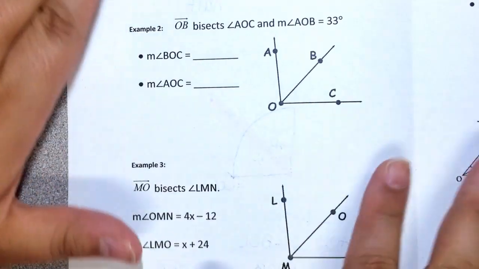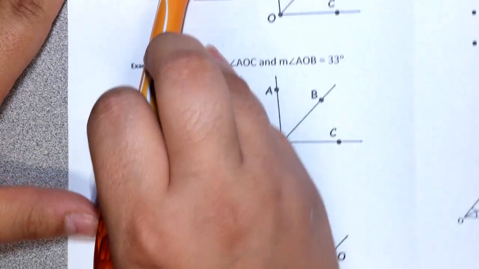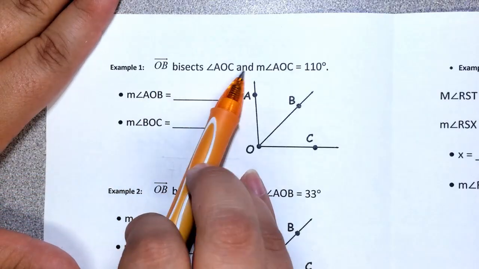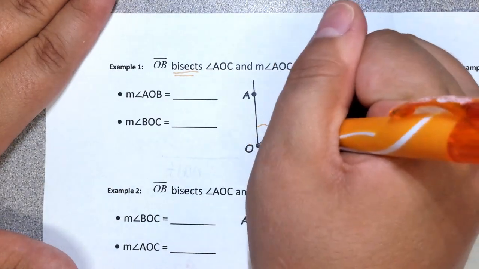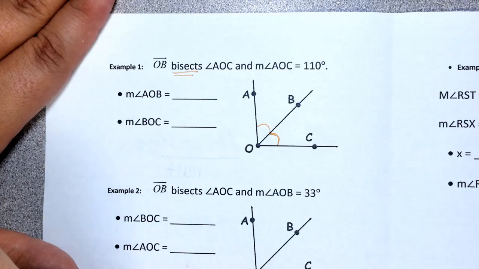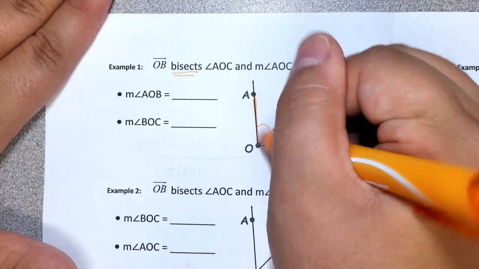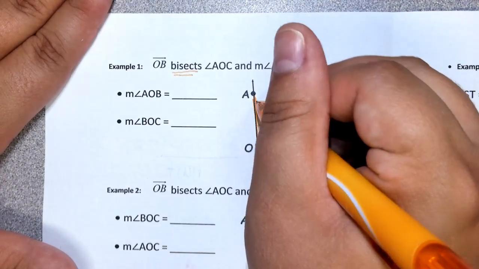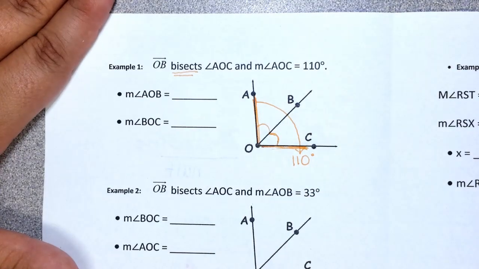All right. Your minute's up. If you didn't finish, that's okay. But let's look up. It says OB bisects AOC. Because we see this word bisects, what do we know? It's half. I can put arches because I know they're the same. And then it tells me AOC. AOC is A to O to C. Do y'all agree AOC is this whole thing? That is 110 degrees. Write that down, please.